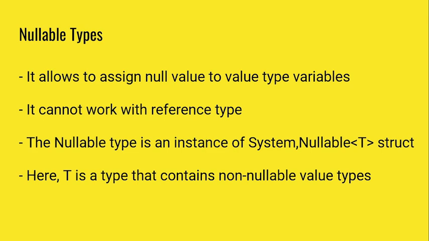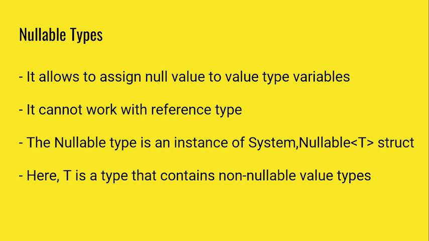But if I want a value type to accept a null value, or we should be able to store a null value in it, then it has to be declared as a nullable type. Now how do we do that? Let's see and go ahead.